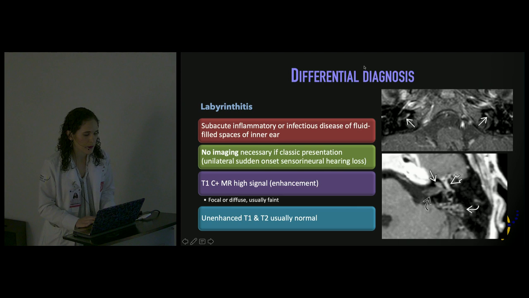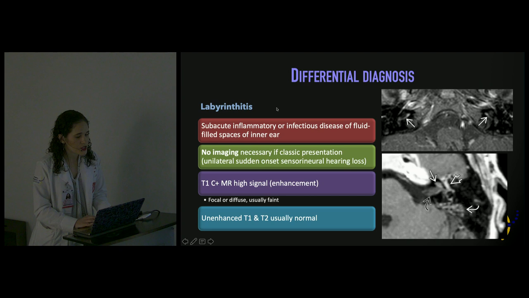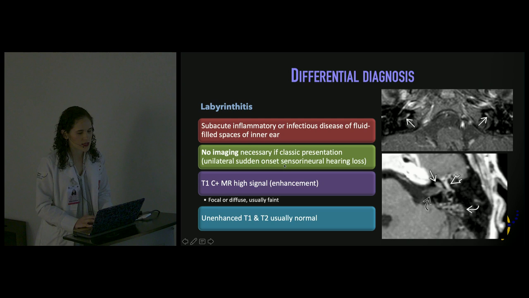The differential diagnosis of intralabyrinthine hemorrhage includes labyrinthitis. Our patient had both. This is an acute inflammatory or infectious disease of the fluid-filled spaces of the inner ear. No imaging is necessary because the clinical presentation is classic, like unilateral sudden onset of sensorineural hearing loss. In the post-contrast imaging, we can have enhancement, and T1 and T2 are usually normal.